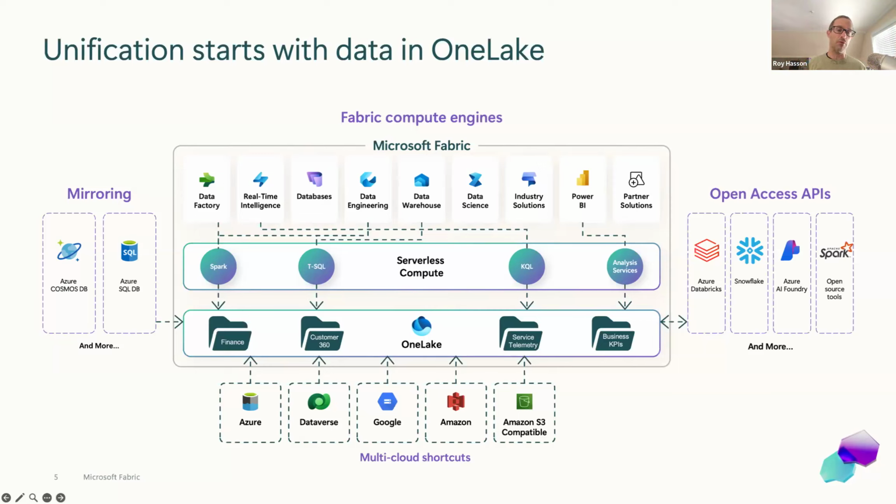Now, one of the things that's really unique about OneLake that you don't see with other solutions on the market is the idea of multi-cloud shortcuts. You can see that on the bottom of the picture, where today we have shortcuts that are available for Azure. So if you already have data in ADLS Gen 2, you can link it into OneLake. Dataverse, we have Google GCS, Amazon S3, S3 compatible. So if you have an on-prem environment like NetApp, that's S3 compatible, you can connect to that. What shortcuts really do is let you create a link to an external data store without moving any data. Only when you query it do you move the data.